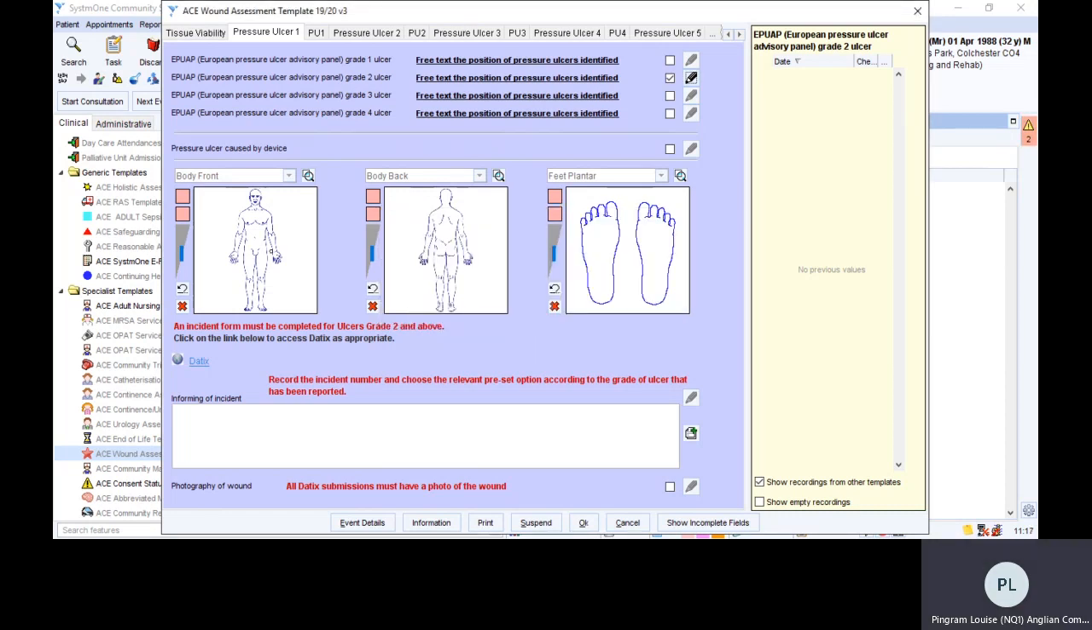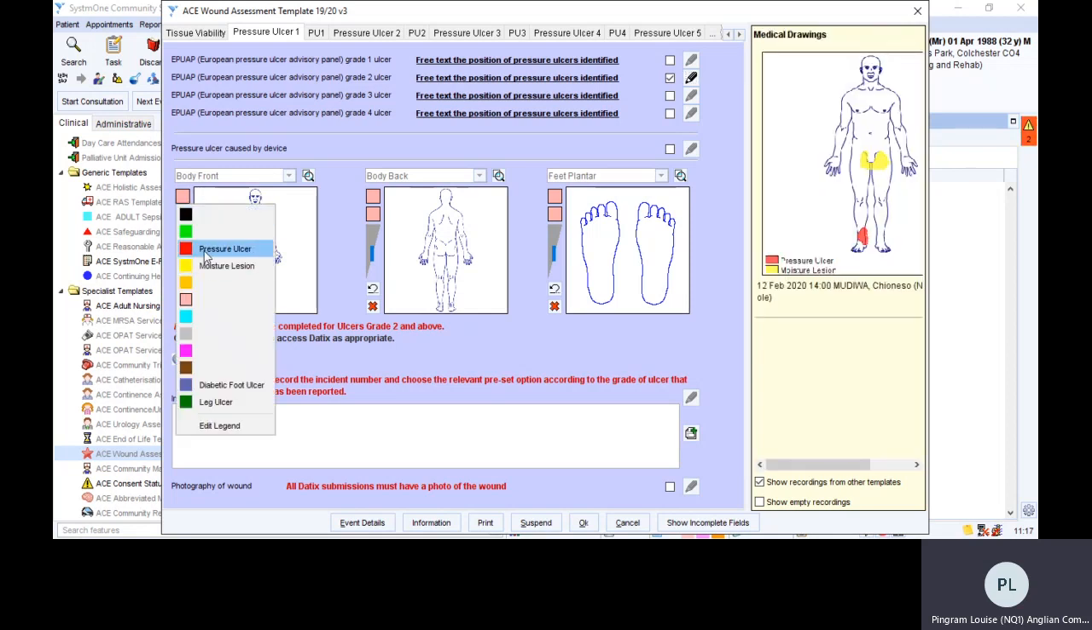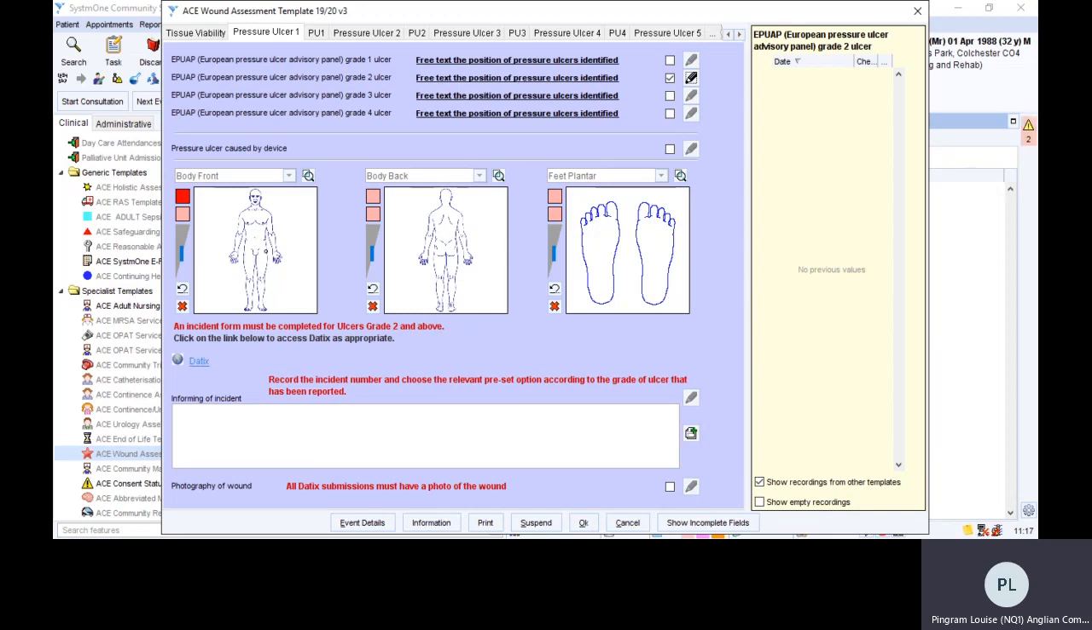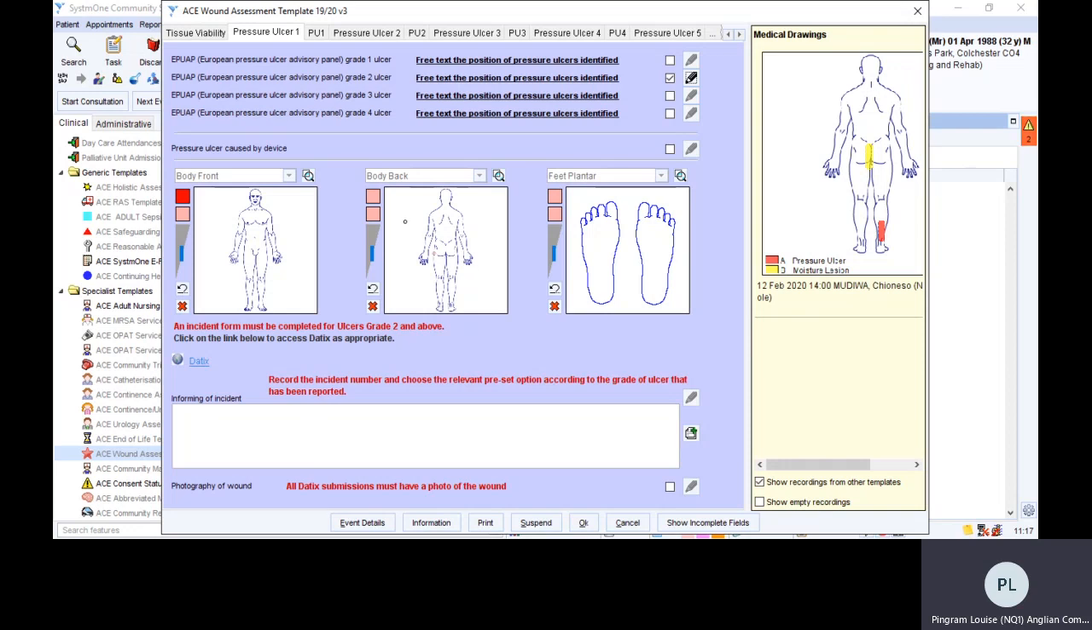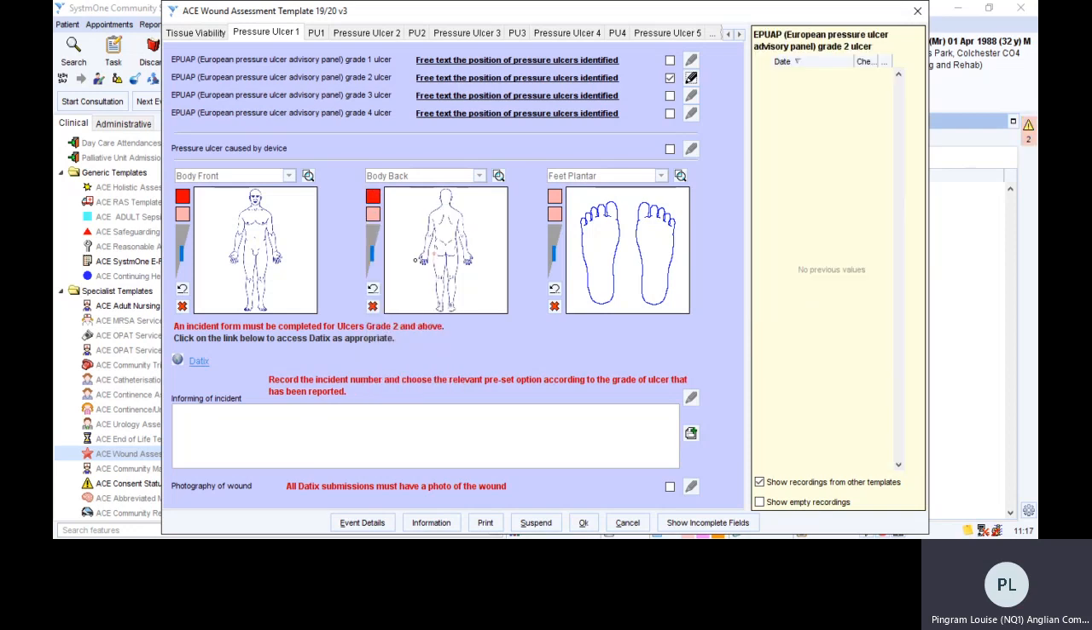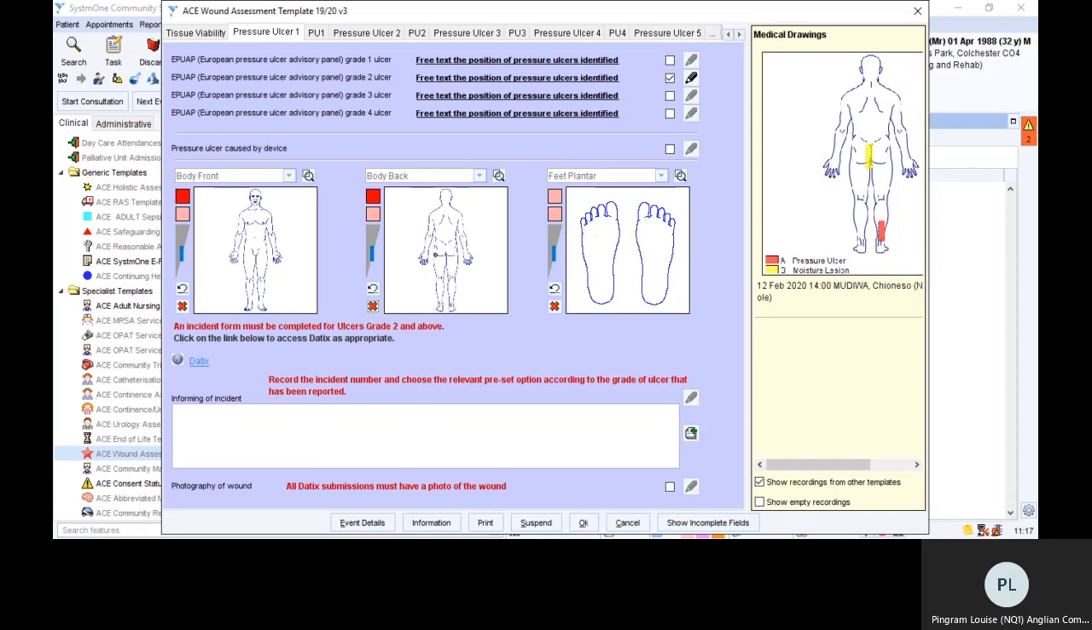Then you'd use your body map. So these tabs will only be used for one wound at a time, which just makes documentation and identification of the wound easier. So you'd use your red pressure ulcer button, and there should only ever be 1 dot per tab across these tabs. So we'll put it on the patient's left hip there, make it red, and that will identify what we're talking about.